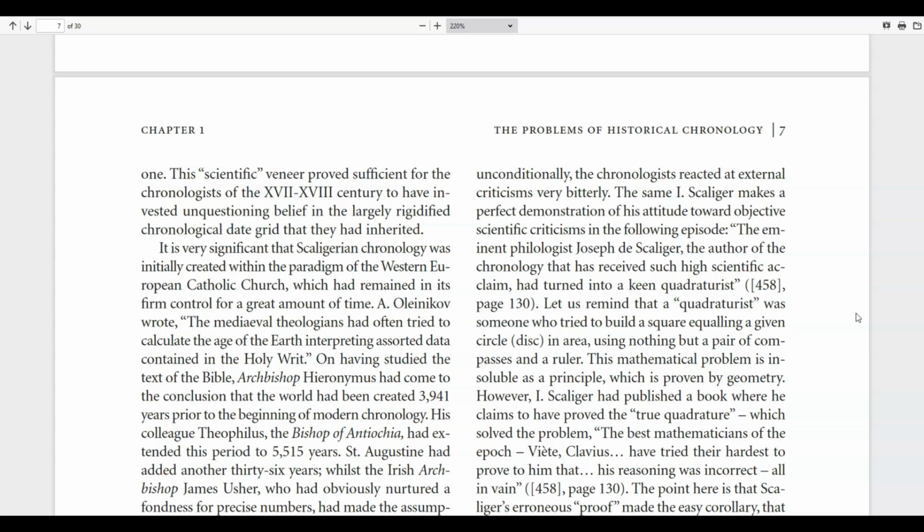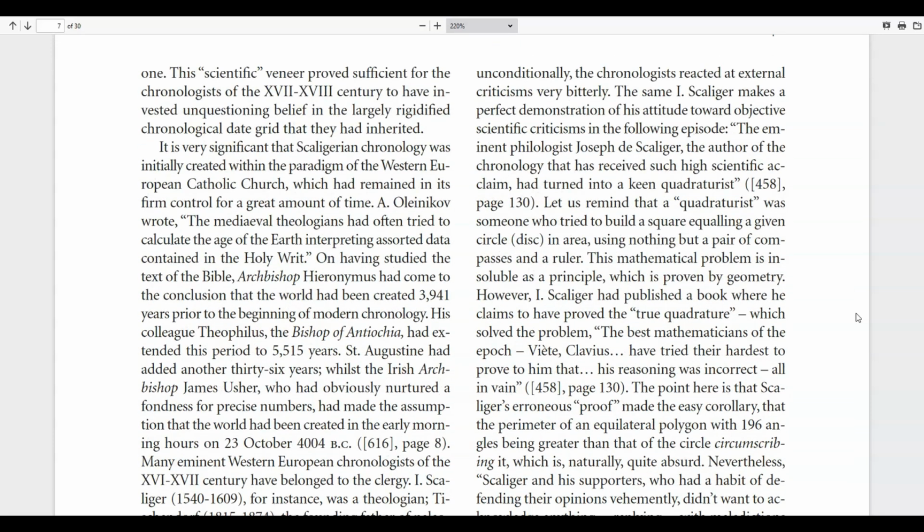A. Olienkov wrote, "The medieval theologians had often tried to calculate the age of the earth, interpreting assorted data contained in the Holy Writ. On having studied the texts of the Bible, Archbishop Hieronymus had come to the conclusion that the world had been created 3,941 years prior to the beginning of modern chronology. His colleague Theophilus the bishop had extended this period to 5,515 years."